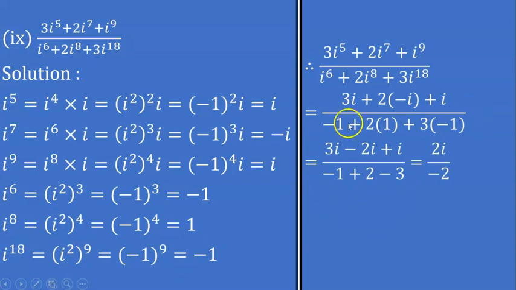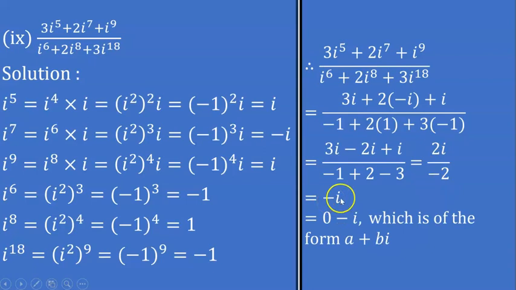And after simplification you will get here 3i minus 2i plus i. And to the denominator minus 1 plus 2 minus 3. And here 3i plus i, you will get here 4i minus 2i, and then you will get here 2i. Next, minus 1 minus 3 minus 4 plus 2, then you will get here minus 2. Here 2 get cancelled, and overall you will get here minus i, and this can be written as 0 minus i, which is of the form a plus bi. Here real part is 0 and imaginary part is minus 1.